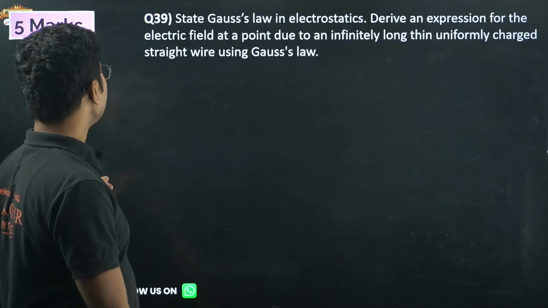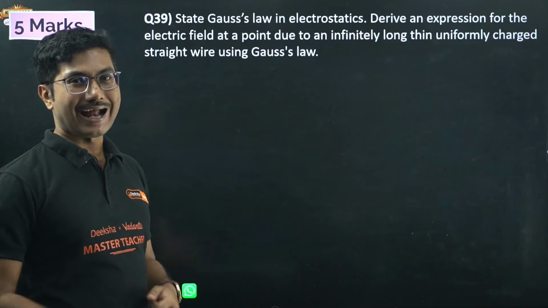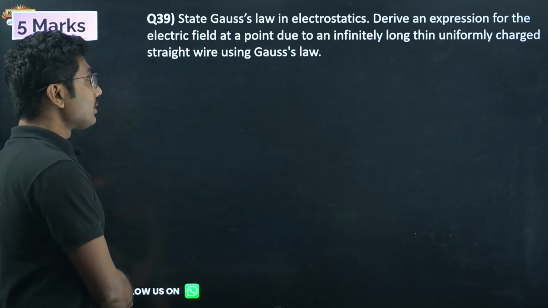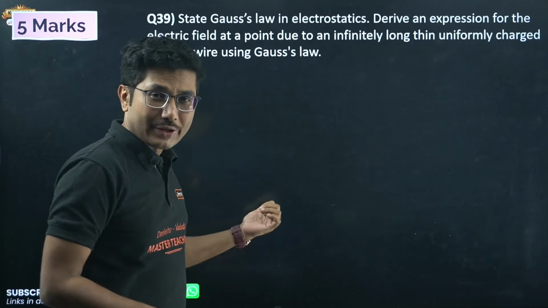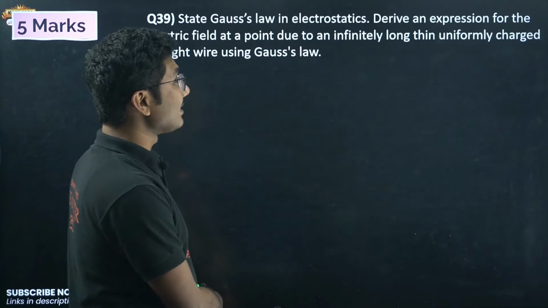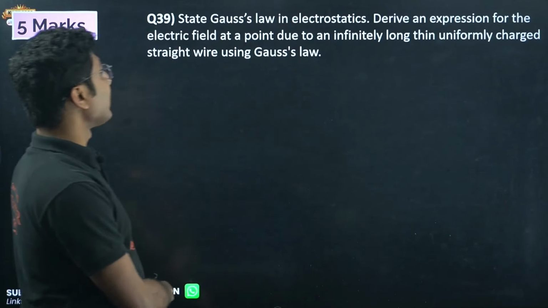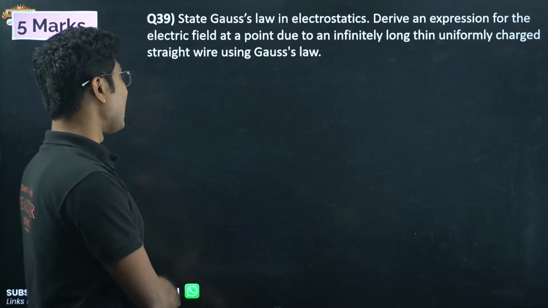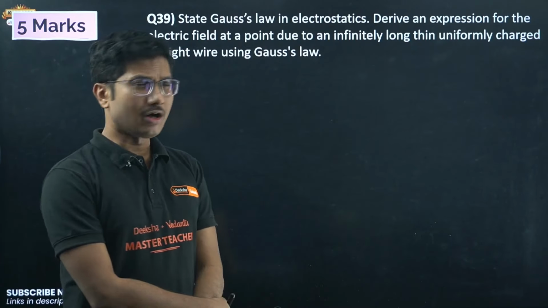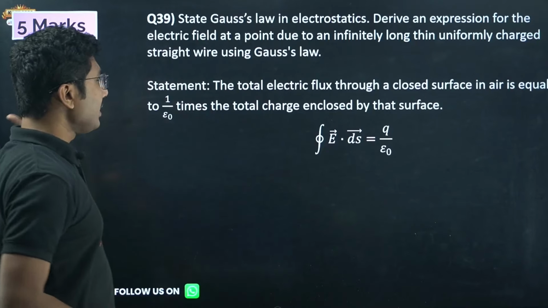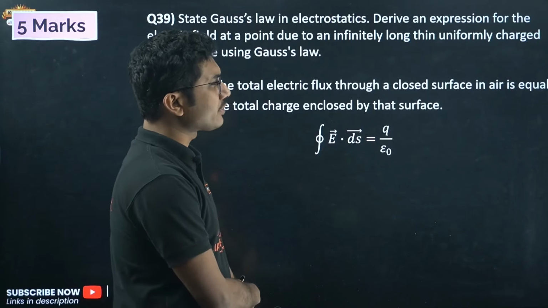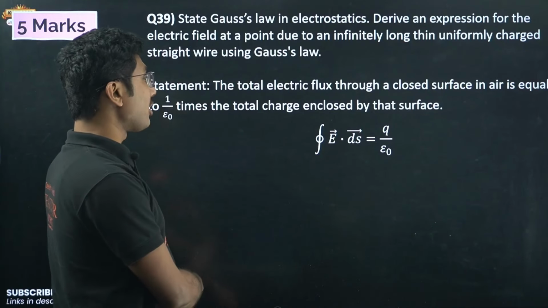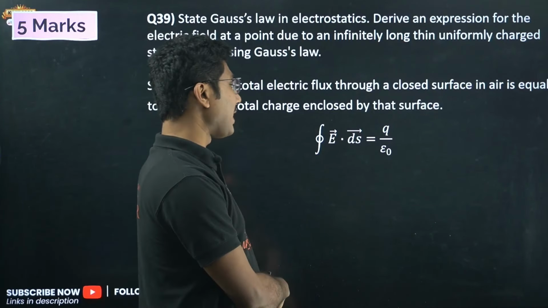Now from now on we will be doing all the derivations and numericals. Now let us move on to the derivations. State Gauss's law in electrostatics. Derive an expression for the electric field at a point due to an infinitely long uniformly charged straight wire using Gauss's law. So Gauss's law statement: the total electric flux through a closed surface in air is 1 by epsilon naught times the total charge enclosed by that surface.